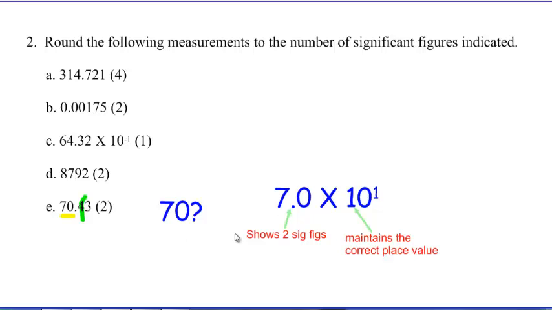Therefore, you can rewrite this as 7.0 times 10 to the first power. The point there shows that both the 7 and the 0 are significant, and the 10 to the first power helps us to maintain the correct place value.